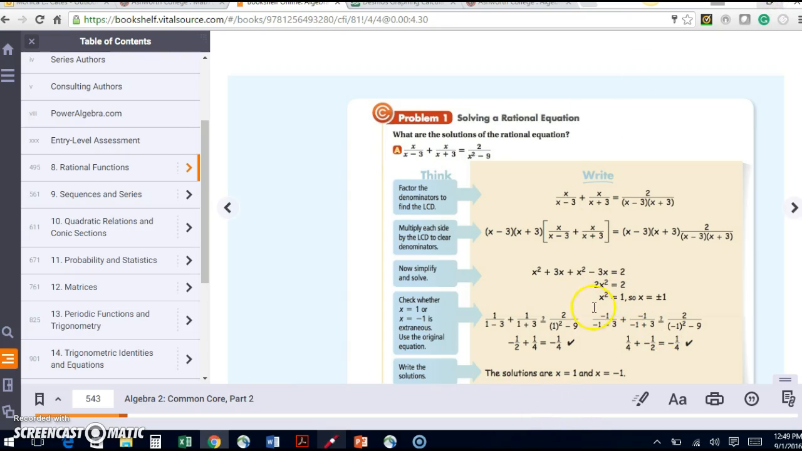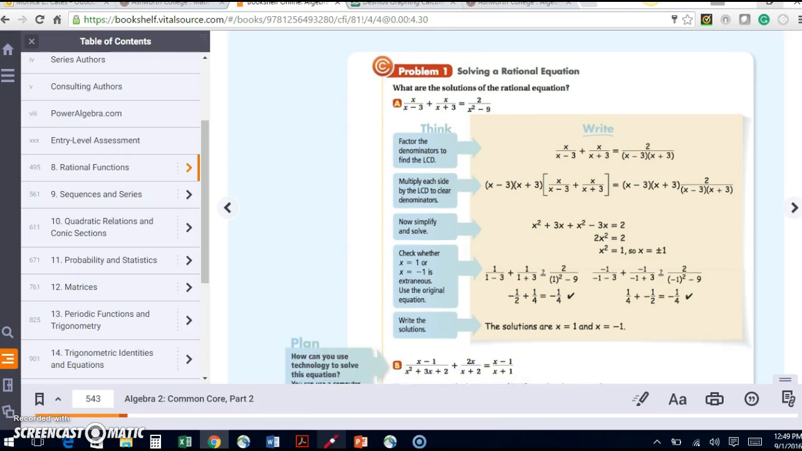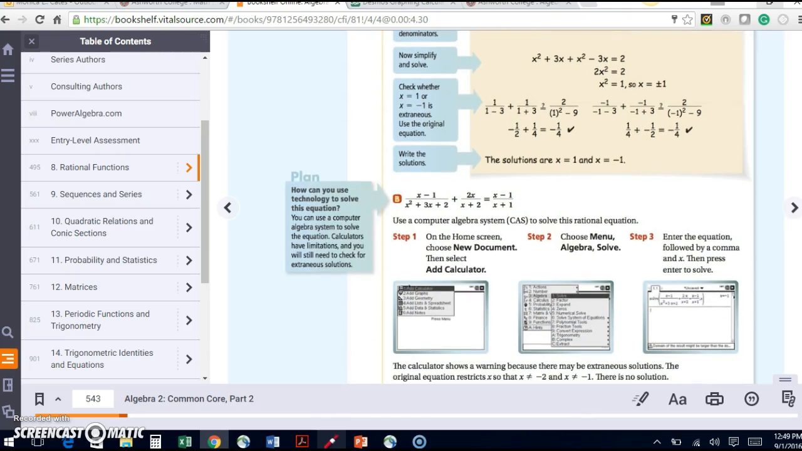All right. So they checked it as well. They actually plugged it in to make sure that the solutions work. All right. So now let's look at part B. I have x minus 1 over x squared plus 3x plus 2 plus 2x over x plus 2 equals x minus 1 over x plus 2.